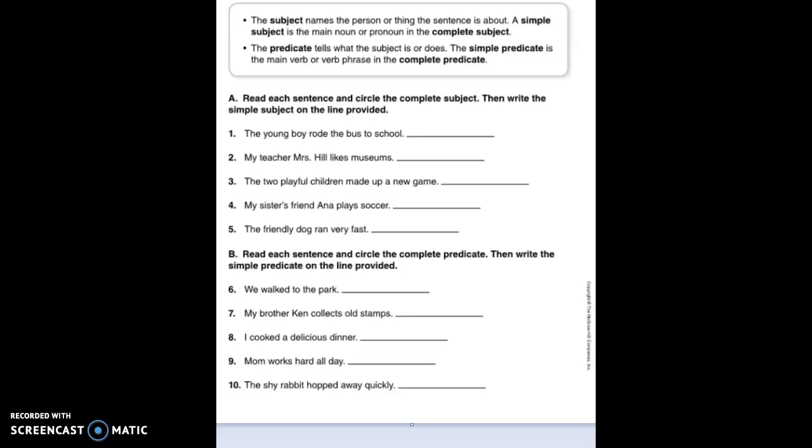Number 9, my mom works hard all day. Write the predicate. And number 10, the shy rabbit hopped away quickly. Write the predicate on your paper.